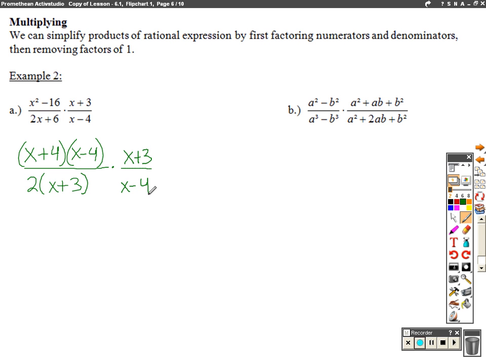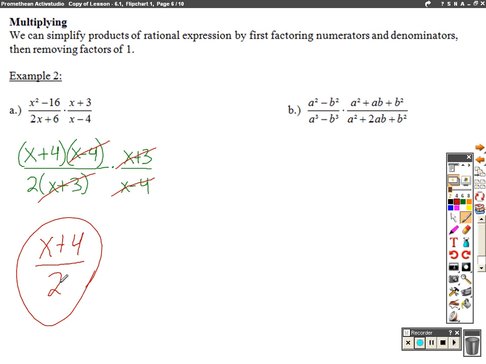Now that I have everything completely factored, I can look to cancel out common factors. And I can only cancel them out if I have one common factor on top and the same one on bottom. So here I have an x minus 4 up top and on bottom. They go away. The x plus 3's cancel, and you're just left with x plus 4 over 2. Now don't try to reduce this 4 and this 2 because this 4 is part of a factor. This 4 only represents a term, and I cannot do anything with that.